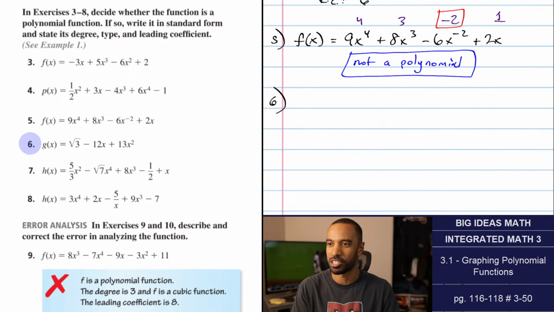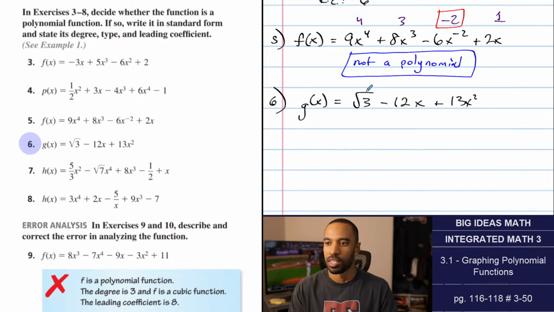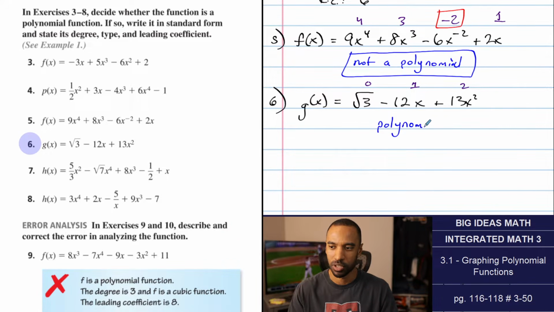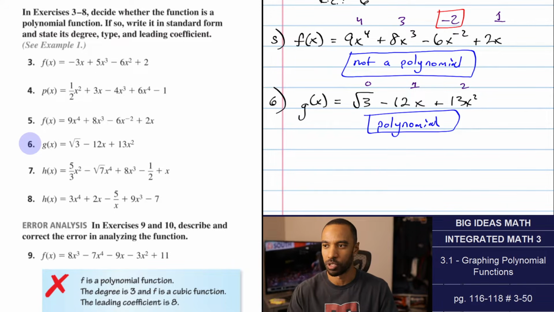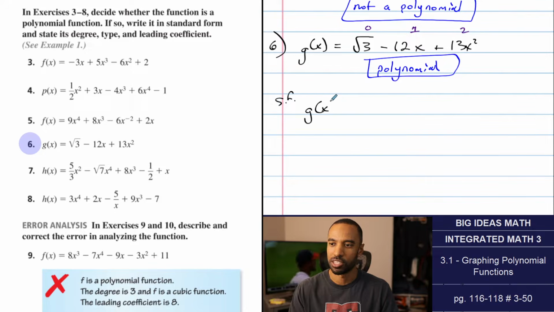Number 6, g of x equals root 3. Now, root 3 is fine, right? It's just the constant term. It can be as irrational as it wants to be. Plus minus 12x plus 13x squared. This is degrees 0 and 1 and 2. Totally a polynomial. However, its standard formness leaves a lot to be desired. Indeed, we're going to have to rewrite this in complete opposite order. g of x equals 13x squared minus 12x plus root 3.